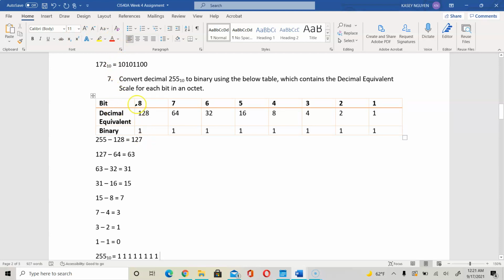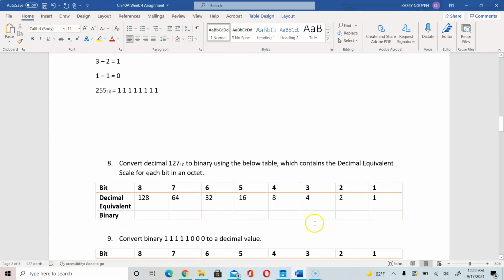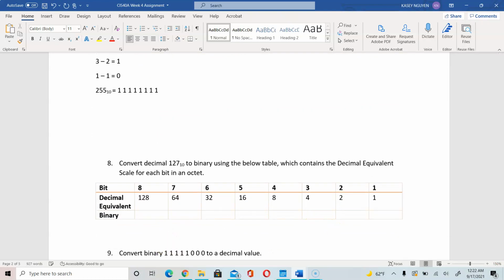So for number 7, just like before, we would go through the decimal equivalent scale and we would subtract. And we would take the remainder and we keep subtracting until we get a 0. As we subtract that number, we will put a 1 in that bit position. For the next one, we would then convert 127 from decimal to binary. So you would start with 127, and since 127 is less than 128, it cannot subtract, so you will put a 0 there. It's less.